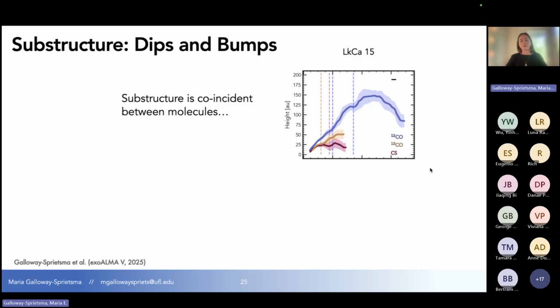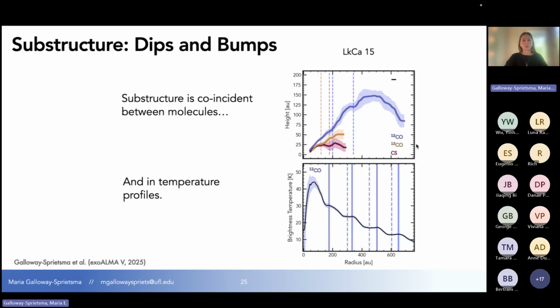So kind of zooming out away from where the continuum is, we are still seeing this substructure in the outer regions of the disk, in the gaseous portion of the disk. A good example of this is calcium-15, where we see a pretty clear bump or dip in this outer region. And then we also see two dips that are coincident between 12CO and CS, as well as a little bit 13CO. And a lot of the substructure is actually coincident with the temperature profile substructure as well.